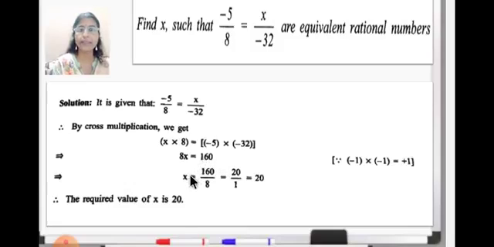Now x will be equal to, it's very easy, you will write first 160, and this 8 we will bring it here. When you bring it to the right side, it will become division. So 160 upon 8. When you divide, you will get 20 upon 1. So the answer is 20. The value of x is 20.